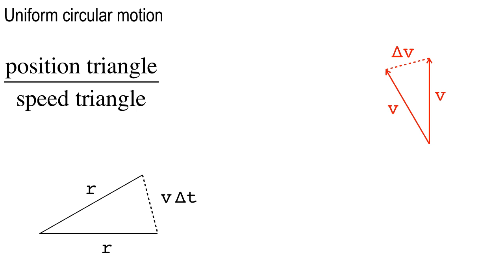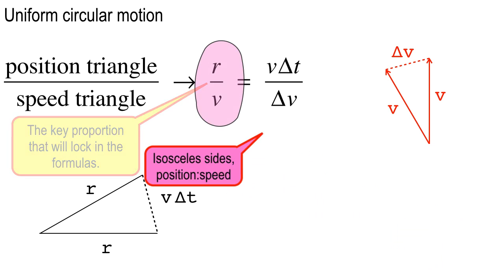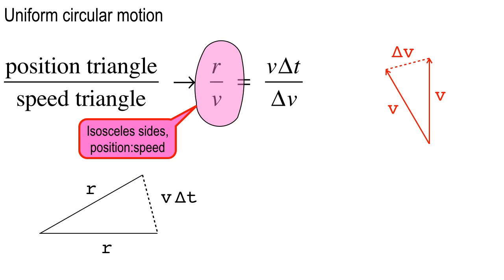In the order of position triangle on top, speed triangle on the bottom, here's the proportion that we're going to use. Now, this is the isosceles side of the position triangle, and here's the isosceles side of the velocity triangle. In other words, the long side. And there's the key proportion. Make sure you make a note of that. So here's the isosceles sides.